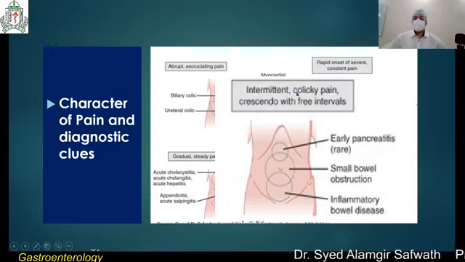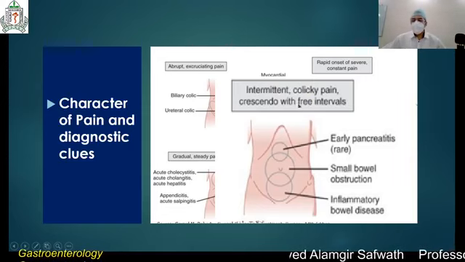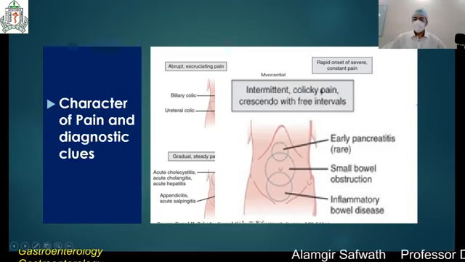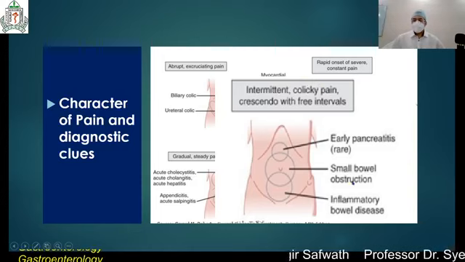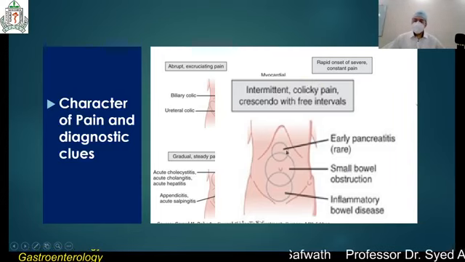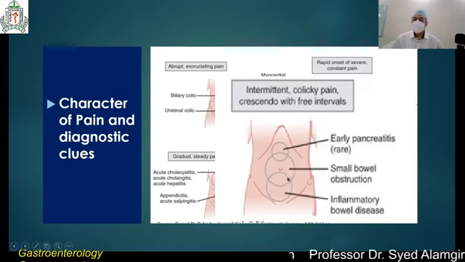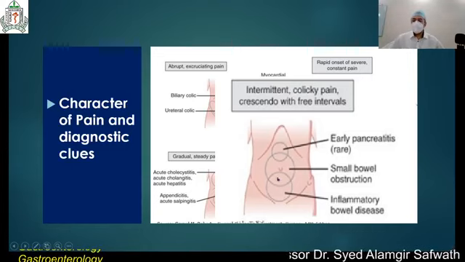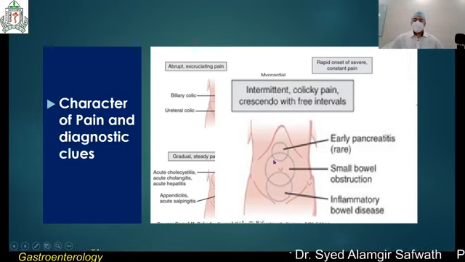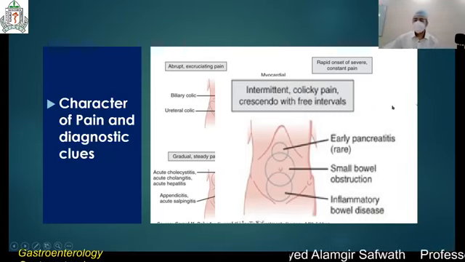You will find that some pain is intermittent, colicky, and there are pain-free intervals between the attacks of pain. Colicky pain means there is obstruction in a hollow viscus. So small bowel obstruction will give rise to periumbilical colicky pain. And inflammatory bowel disease will give rise to lower abdominal, hypogastric colicky pain. So this is how the distribution as well as the character of pain will help you to reach your diagnosis.